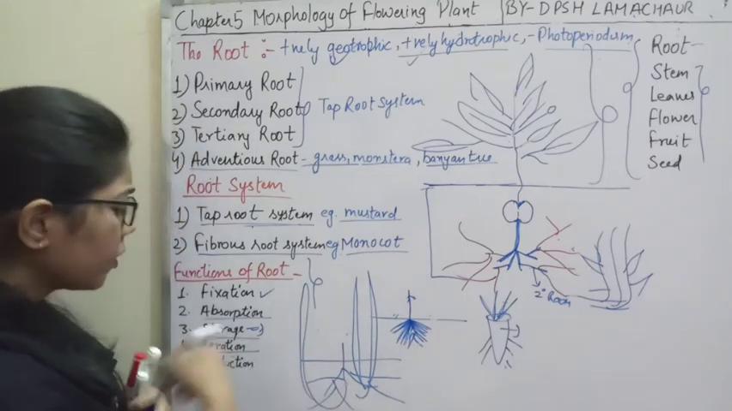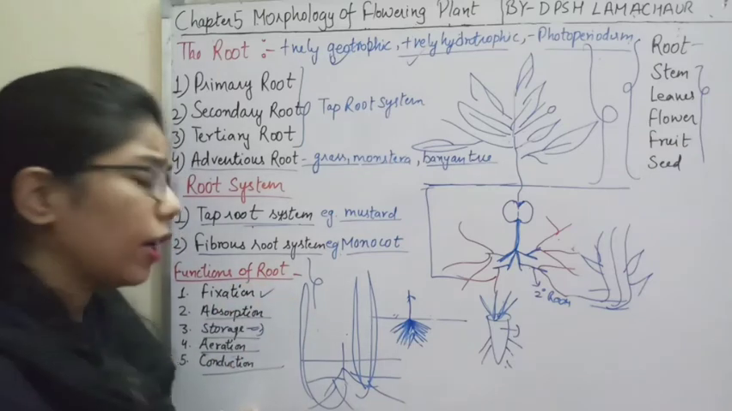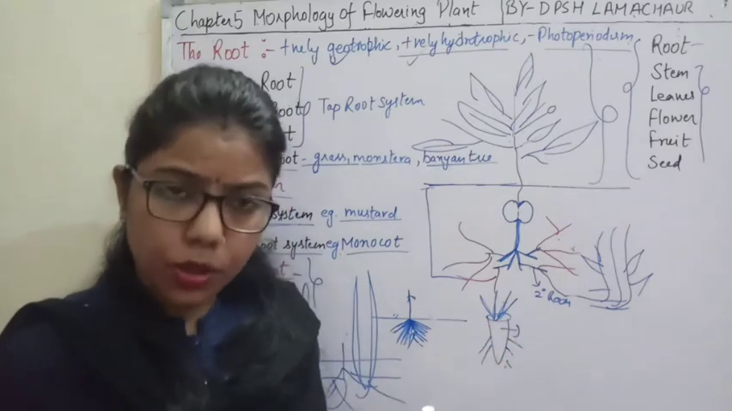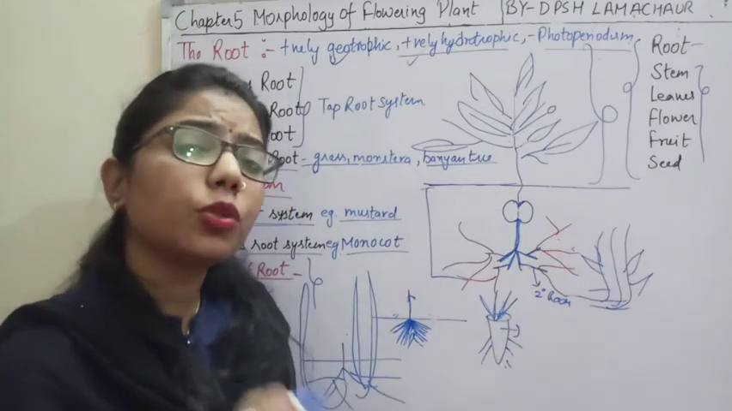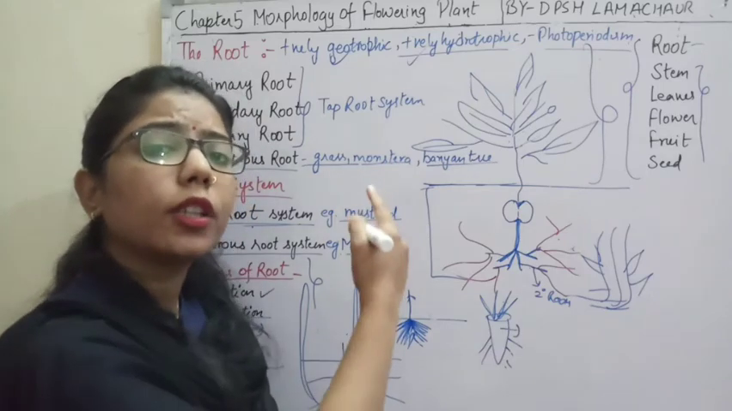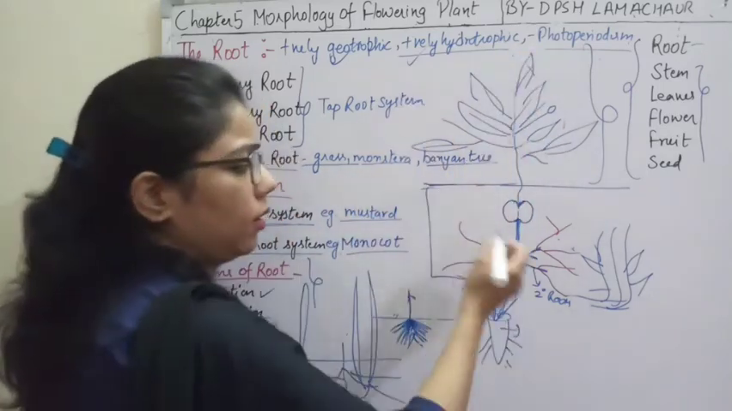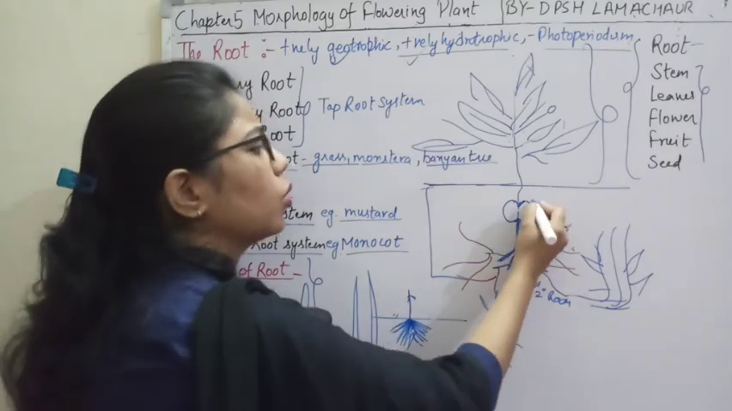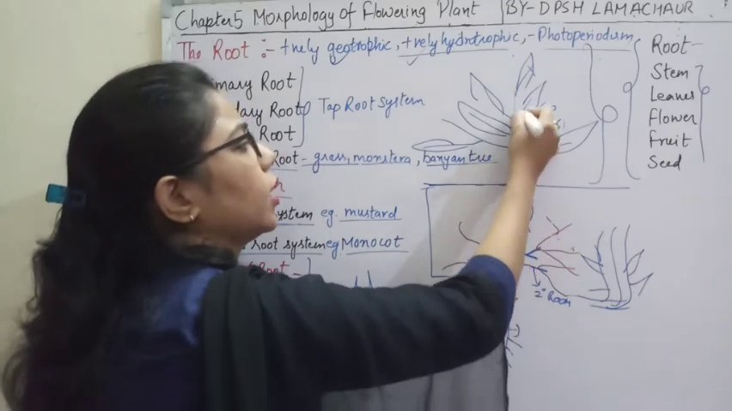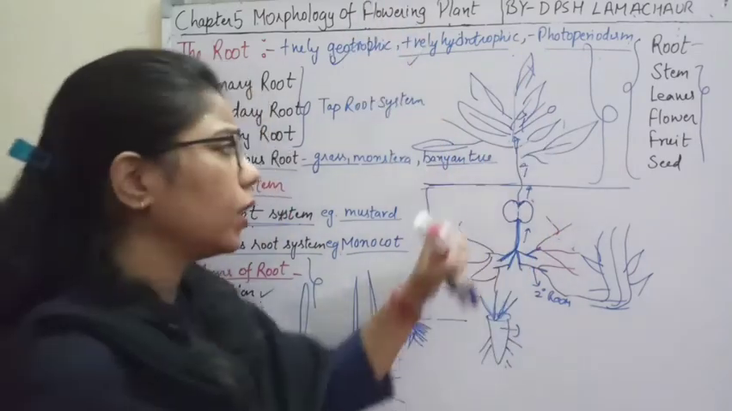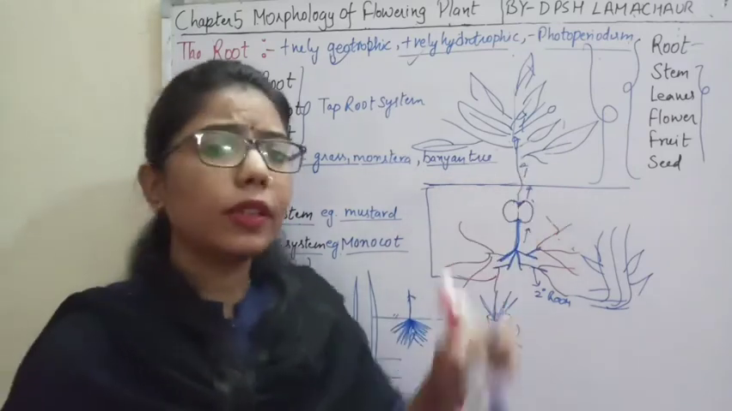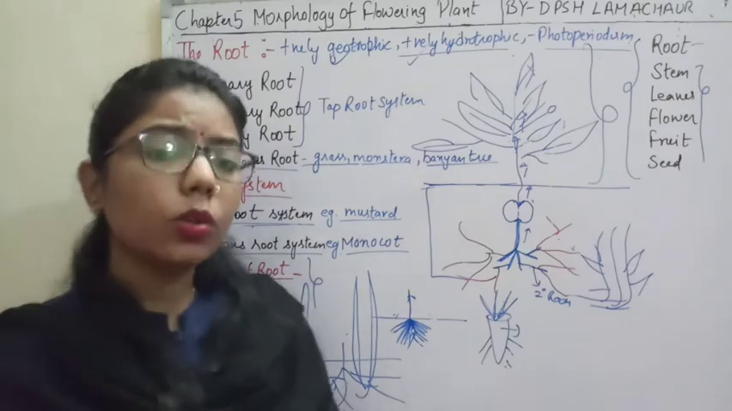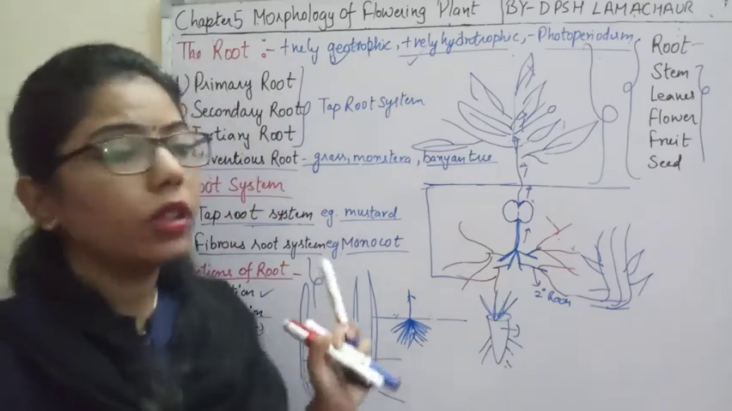Okay, now the fifth function is conduction. As we had said, roots are useful for the absorption of water. Now that absorbed water should be conducted or transported to each and every part of the plant. The roots have absorbed the water and minerals, but this water should go where? Upwards in all the parts of the plant. For what? In case of leaves, they need it for photosynthesis. So we can say that conduction is also the function of the root here.